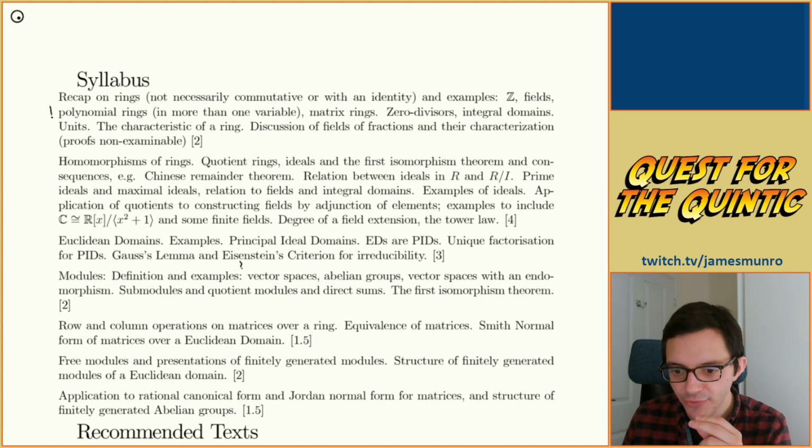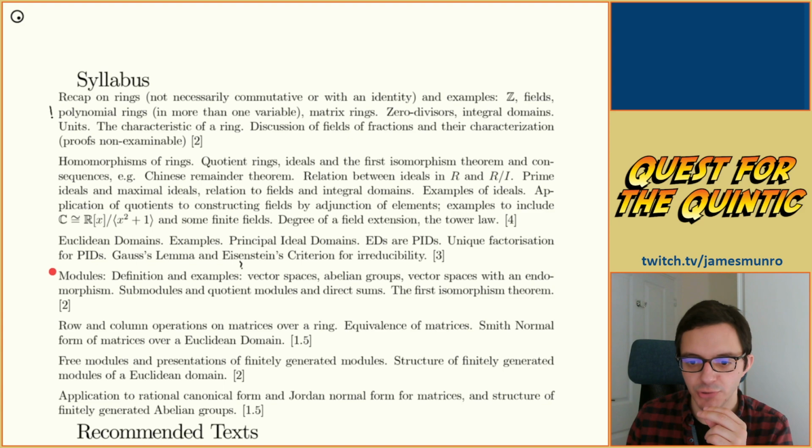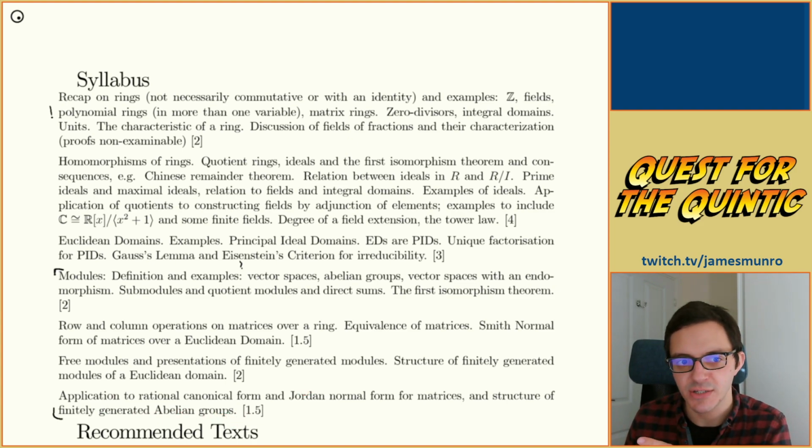Modules, my hot take is that we maybe don't need modules for this week. So, although this material is really cool, really good structure of finitely generated abelian groups in particular, I think it's not relevant to our quest this week. Prepare to be wrong.